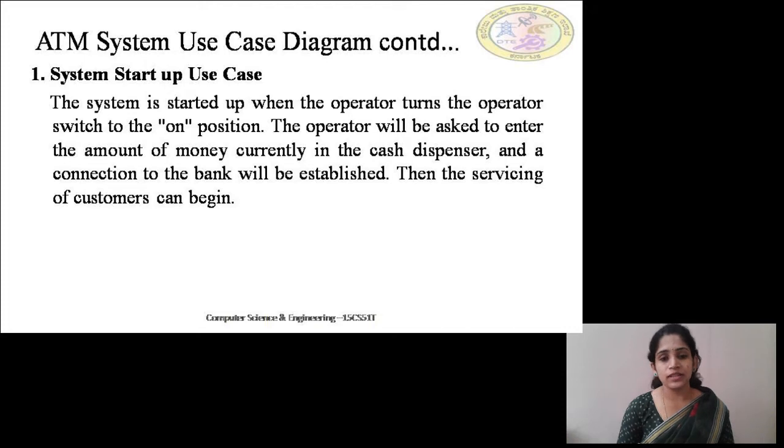We might have experienced that sometimes the connection establishment to the bank fails and it displays an error message called "server busy, please try later." All these things we experience in our transactions, right? That happens when no connection is established between the bank and the customer.